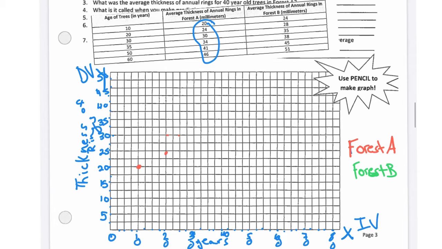1, 2, 3, 4, so here. 40 years, there wasn't a 40 years, there's a 35 years, so that's about halfway in the middle. That was 34, so that's here. 50 was 41, so I'm trying to connect those two. They're right about there. And then 60 was at 46. So right about there. So it almost makes a pretty nice straight line. Almost.